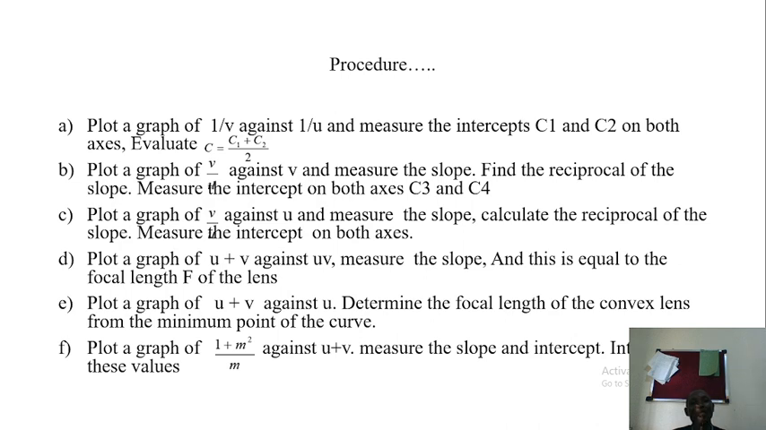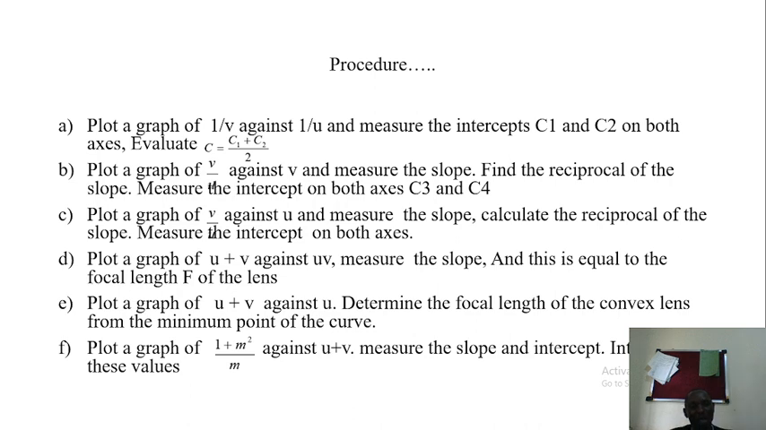Question A, plot a graph of 1 over u. Of course, you know that your u here is your object distance and your v is image distance. Don't mix it with your u and v in mechanics. In mechanics, your u is your initial velocity, your v is final velocity. In optics, your u is your object distance and your v is your image distance. Be clear about that and be sure of how you handle this value.